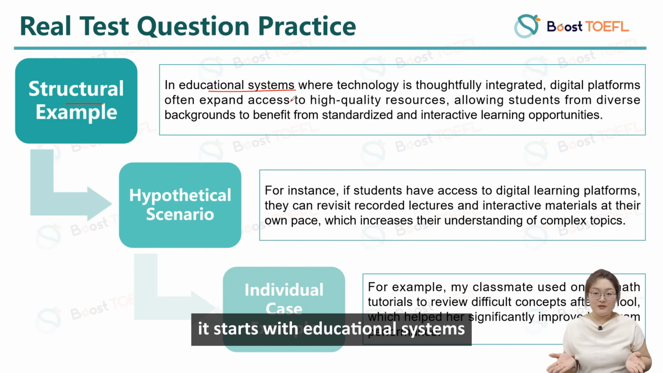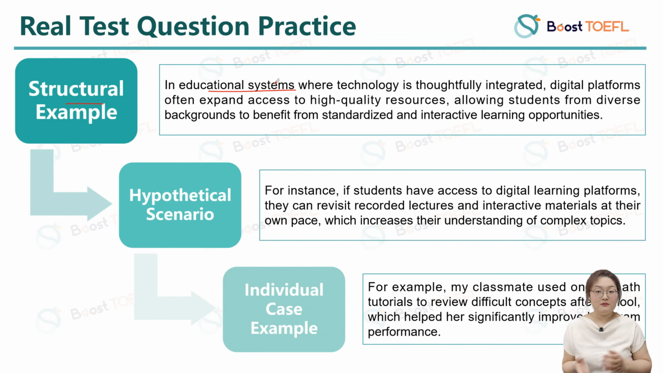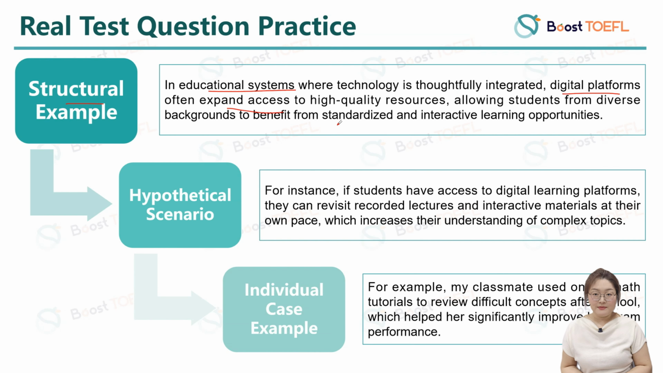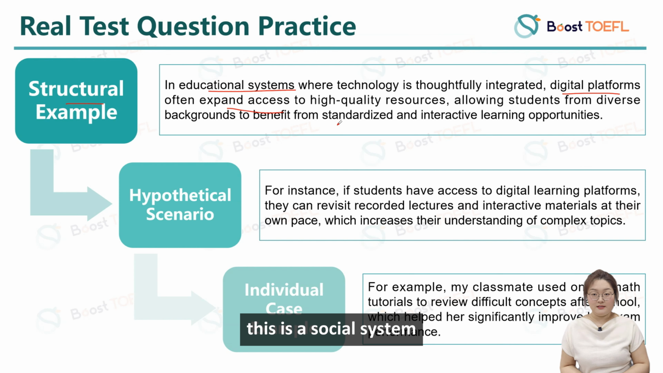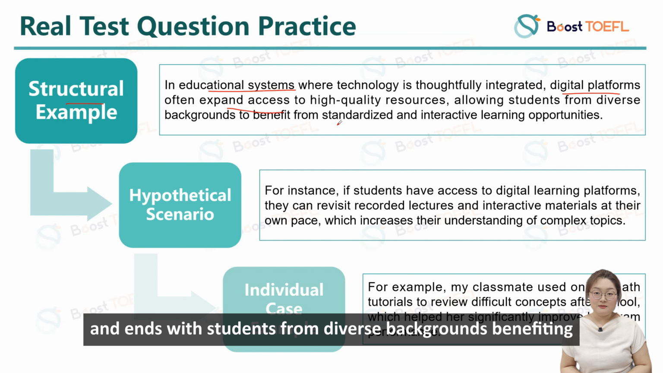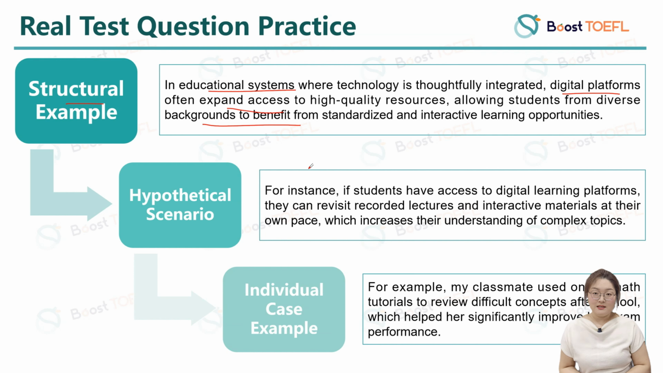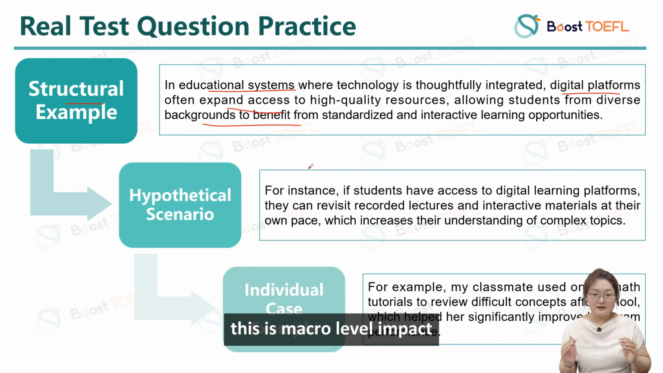It starts with educational systems, which is a group level, right? And then moves to digital platforms expanding access. This is a social system. And ends with students from diverse backgrounds benefiting, which is the long-term trend. So this is macro level impact.